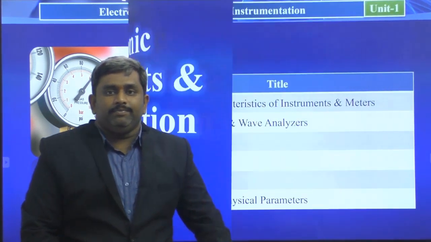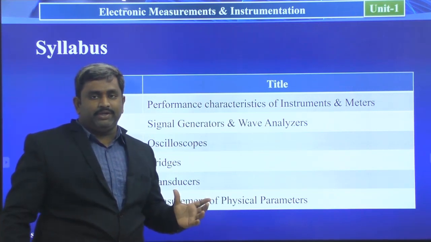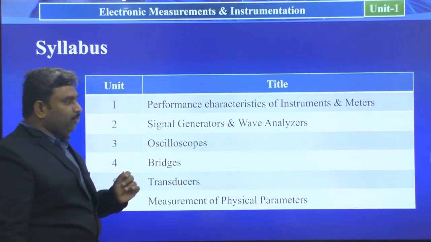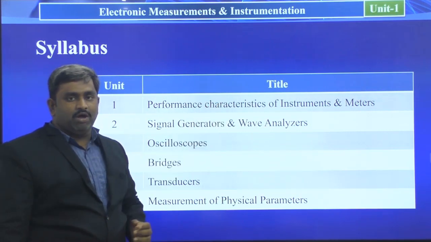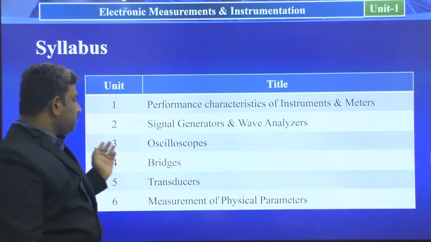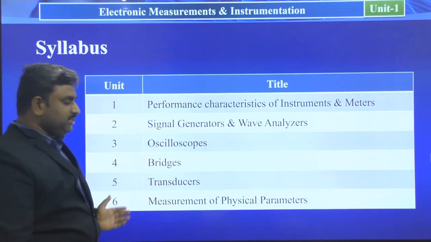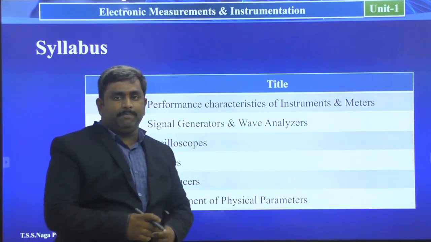Here, the syllabus of this Electronic Measurements and Instrumentation subject consists of: Unit 1, Performance Characteristics of Instruments and Meters. Second, Signal Generators and Wave Analyzers. Third, Oscilloscopes. Fourth, Bridges. Fifth, Transducers. And sixth, Measurement of Physical Parameters.